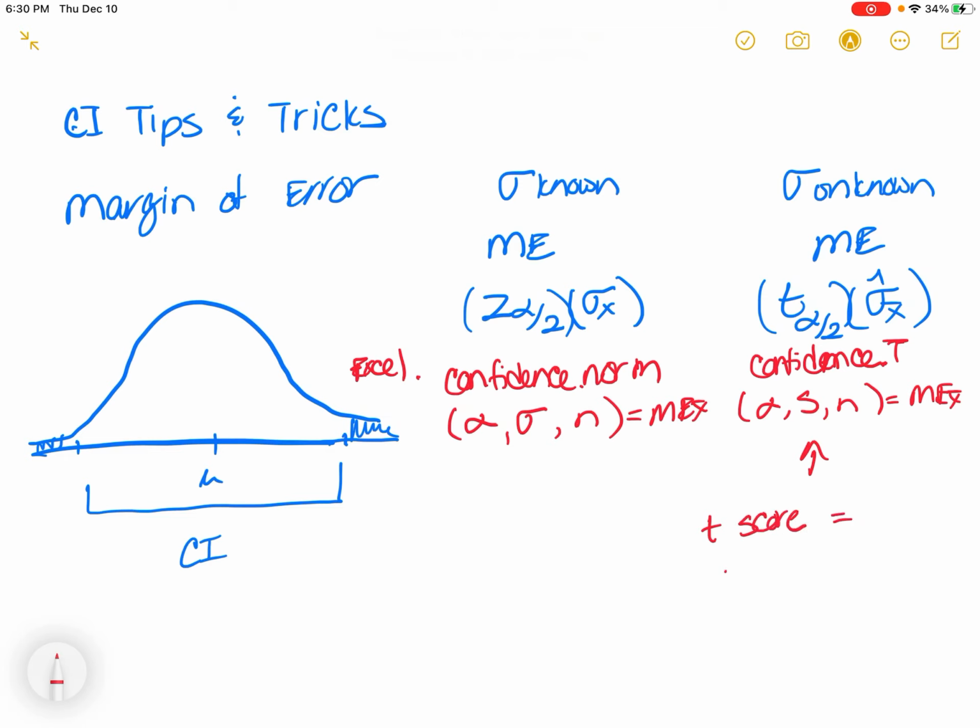and that would be equal to t dot inv two-tail, because this is two-tail, and then degrees of freedom. That's an F. Again, still trying to work with Apple Pencil. So I hope these are some tips and tricks that will help. And if you have any questions, please let me know.